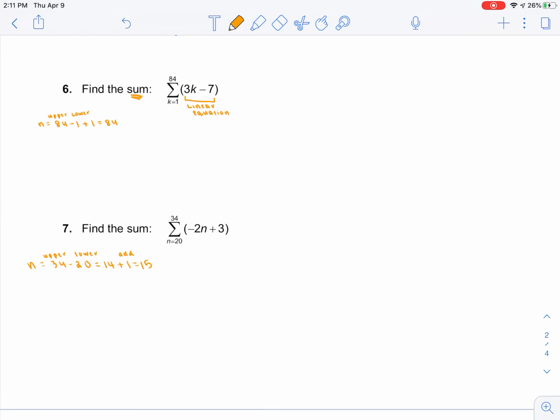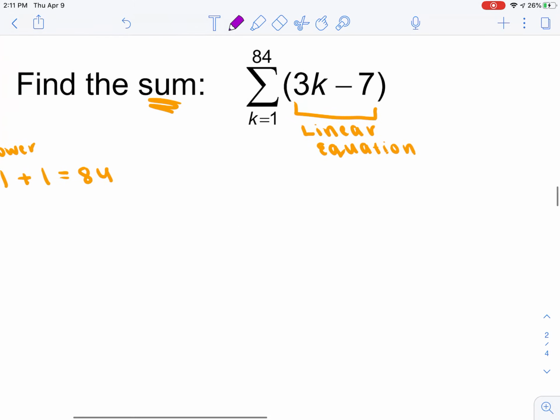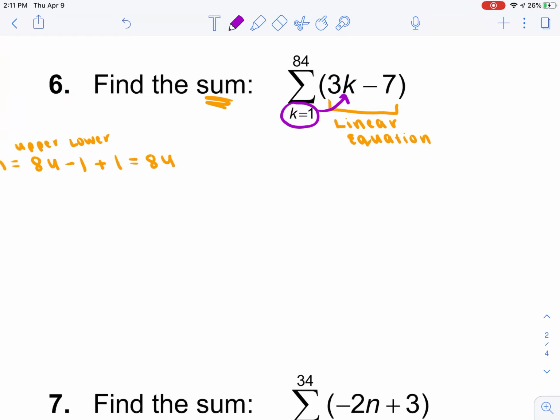After you find the number of terms, remember for the formula, we need the first term and we need the last term. To find the first term, you're always going to take the number at the bottom and sub that in, because that will be the first term of this specific series, no matter what. Even if that number's not a 1, you're going to take that and sub it in, and that will be the first term of this specific series.